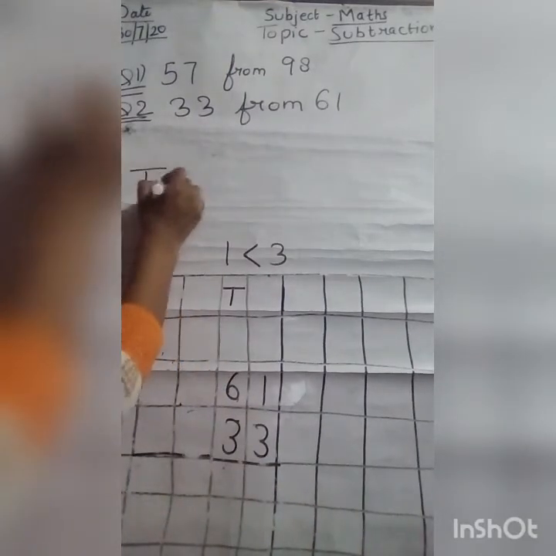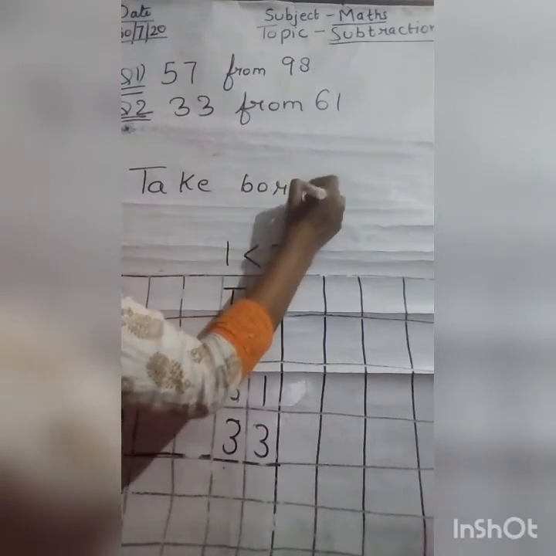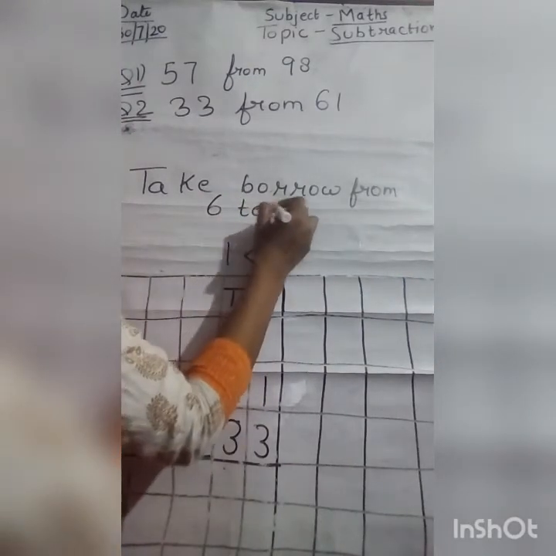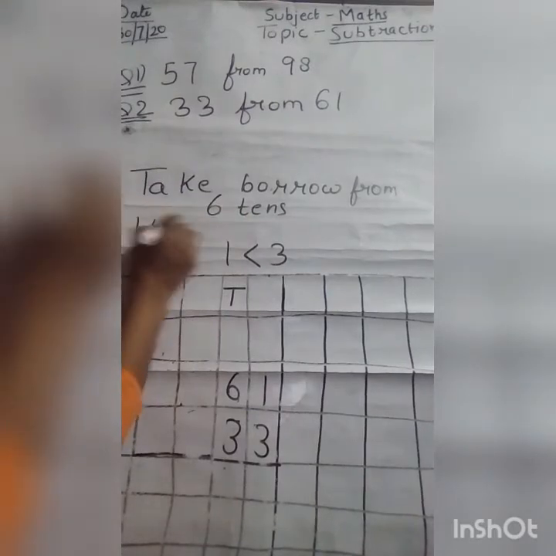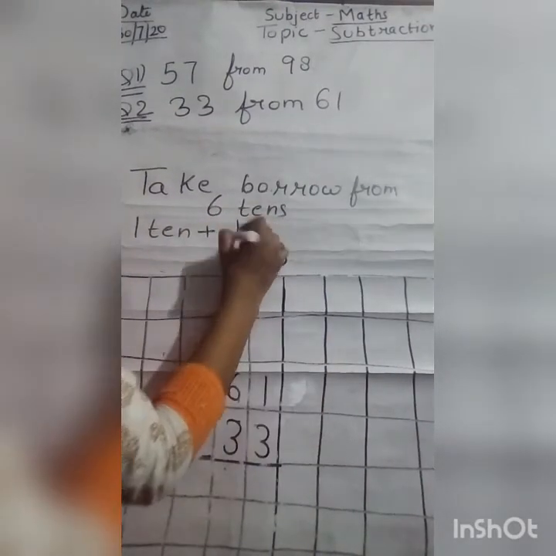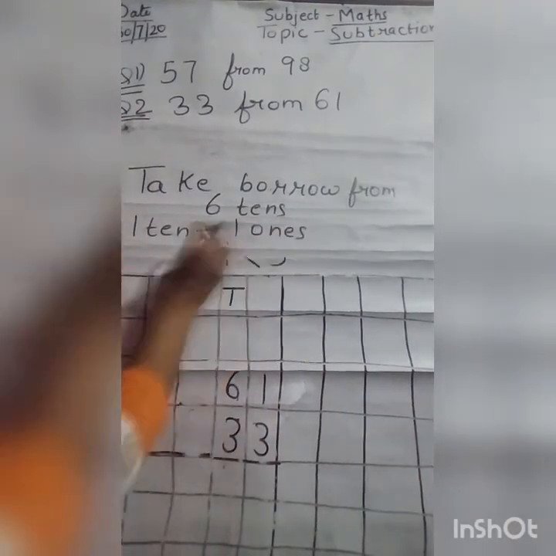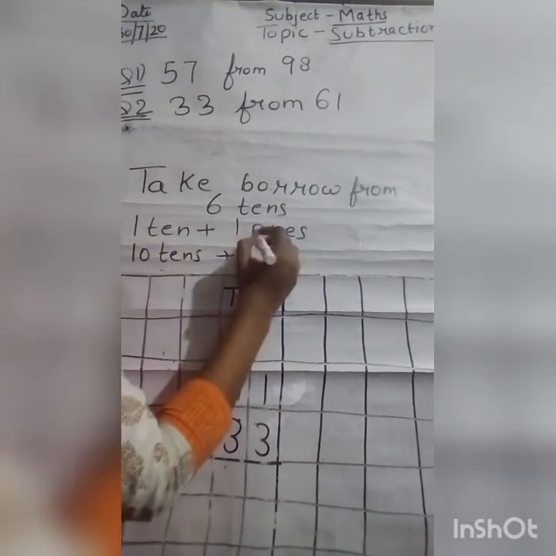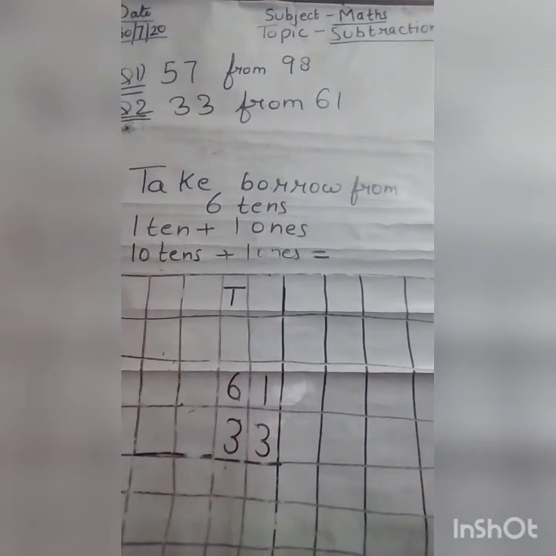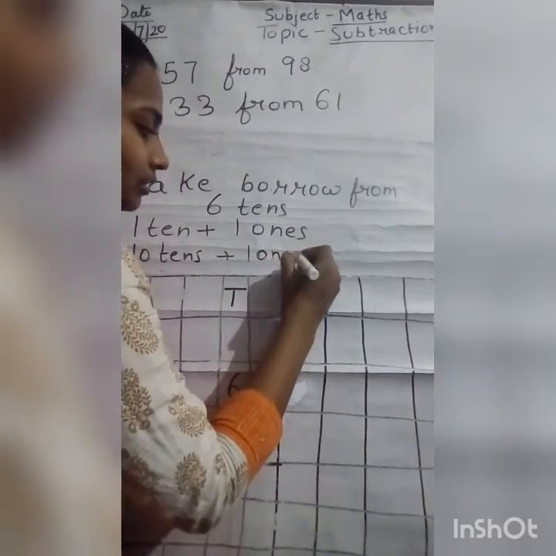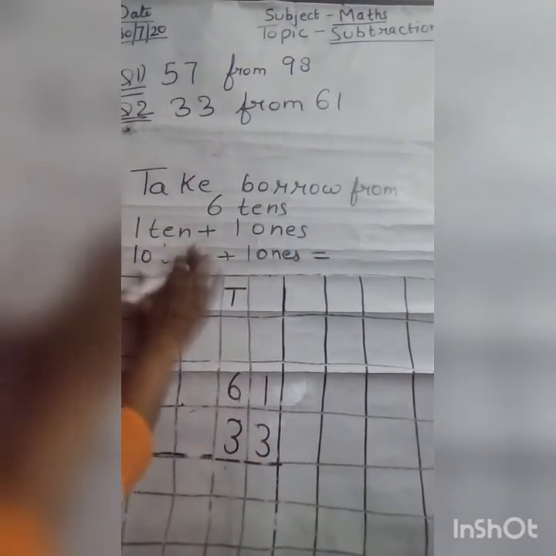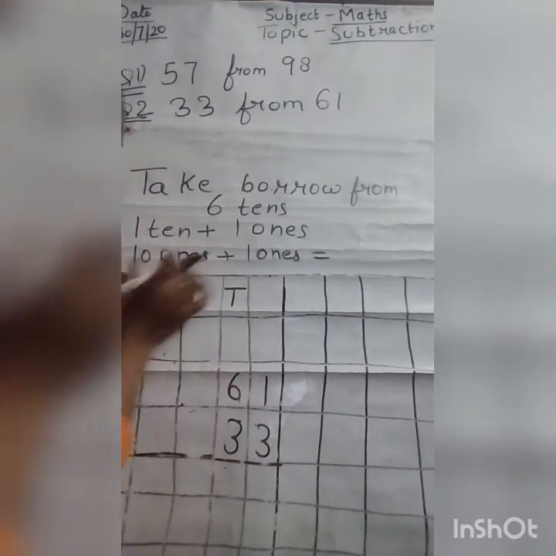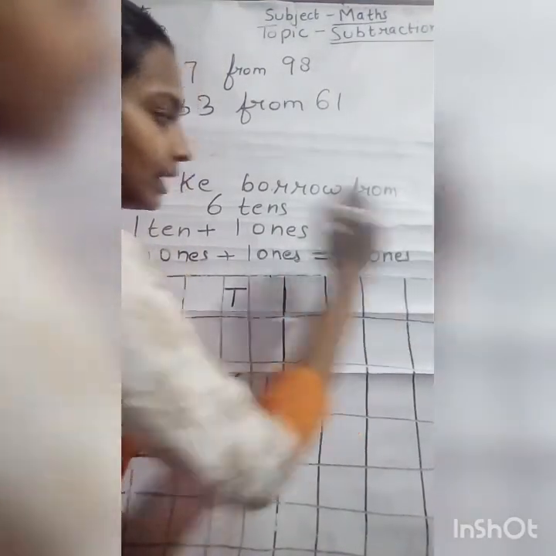6. So take borrow from 6 tens. 6 tens means we take 1 ten, and 1 ten becomes 10 ones. So 10 ones plus 1 one becomes how many? 10 plus 1 is 11. 11 ones. Right children?